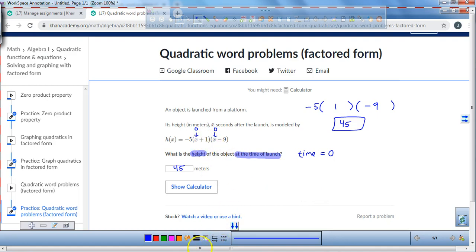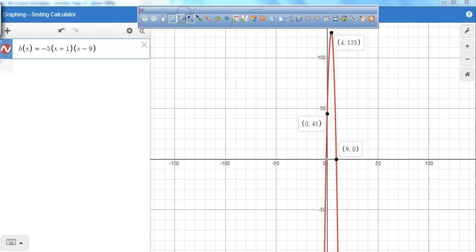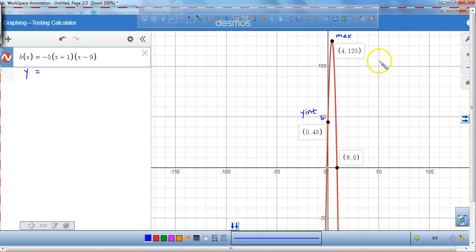You could also type this into Desmos and take a look at it. So here's our picture in Desmos. Just typed in the function notation, that's h of x, that's the same as y equals. You'll notice right here it has certain points that just pop up on the screen. We have 0, 45, that's your y-intercept. We have 4, 125, that's known as the maximum height. That is our vertex.